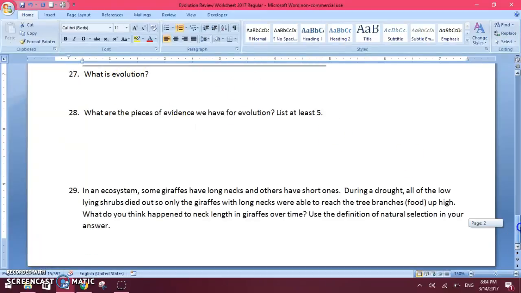And then the last one, in an ecosystem, some giraffes have long necks and others have short ones. During a drought, all of the low-lying shrubs died out, so only the giraffes with long necks were able to reach the trees. So what happened over time? You would say that the ones with short necks ended up dying out because they couldn't reach the tree branches. The ones with long necks ended up surviving because they were best adapted to their environment. So over time in that population, we would see the necks, on average, would be longer because the ones with the long necks would survive and the ones with the short necks would die out.